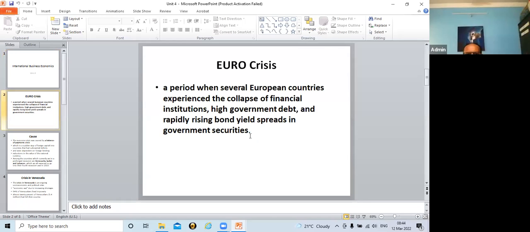Recently we discussed unit number 4, which speaks about the crisis: the Euro crisis and the Venezuela crisis. Now, the Euro crisis was a period when several European countries faced the collapse of financial institutions, because of governments increasing their loans and rapidly rising bond yield spreads in government securities. So these were the reasons for the Euro crisis. Please do remember them.